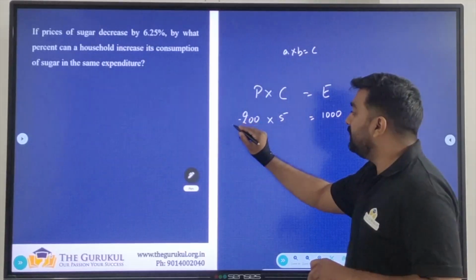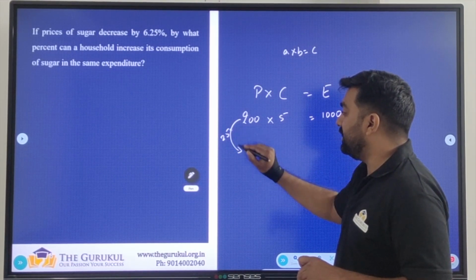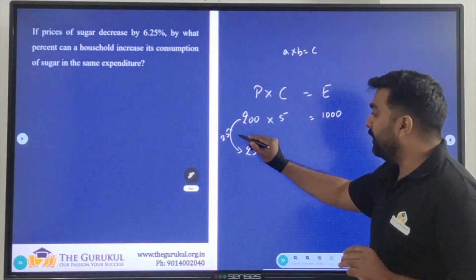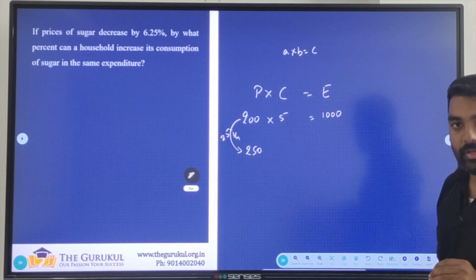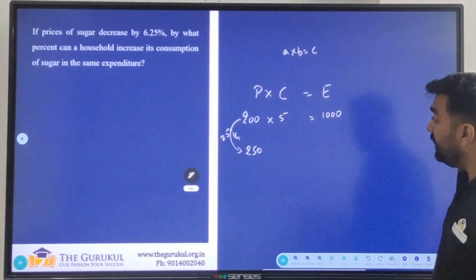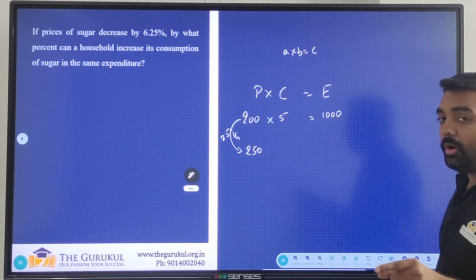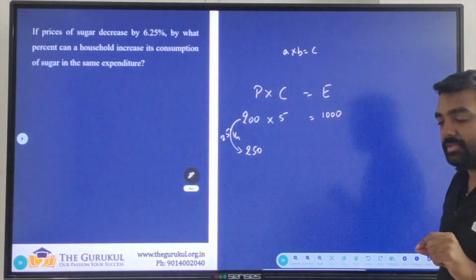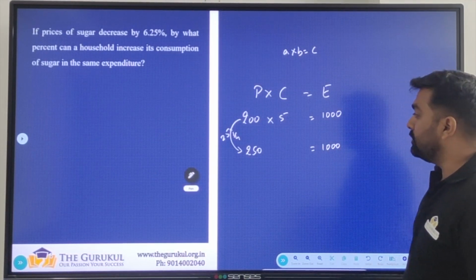If the price of the pizza increases by 25%, it will become 250. Okay, till there. Because 25% is 1 by 4, 1/4 of 200 is 50, and 200 plus 50 is 250. Now the story is, if the price of the pizza is increasing, will your pocket money increase? Will your father increase the pocket money just because the pizza price increased? No. This will remain the same, 1000 rupees.